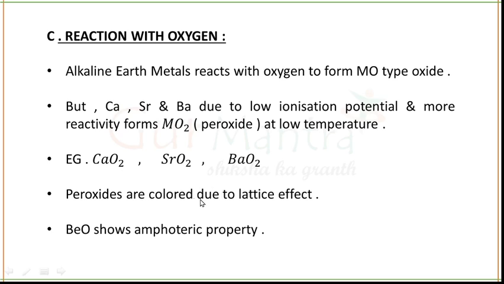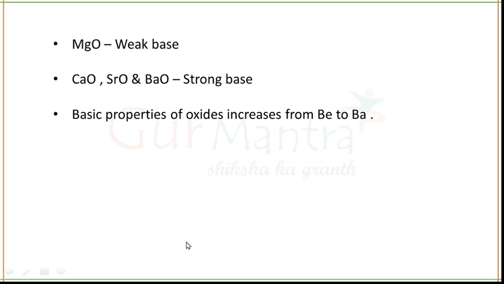The peroxides are always colored due to the lattice effect. BeO will show the amphoteric property. Amphoteric, as you know, means they can behave as metal or non-metal both. Beryllium oxide. Next is MgO. Magnesium oxide always acts as a weak base, while the rest of the group 2 oxides behave as strong bases. You know it very well, the basic properties of oxides always increase from Be to Ba. From top to bottom, basic properties increase. That's why magnesium oxide is the weak base, while calcium oxide, strontium oxide and barium oxide are the strongest bases.